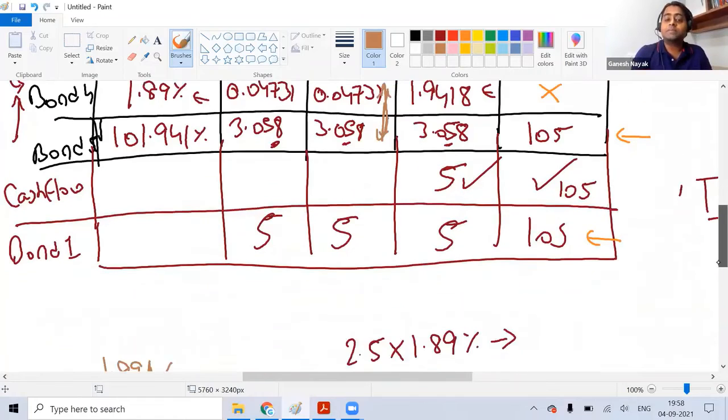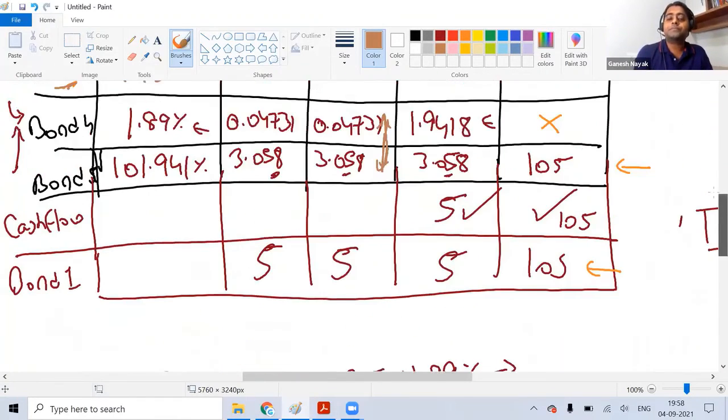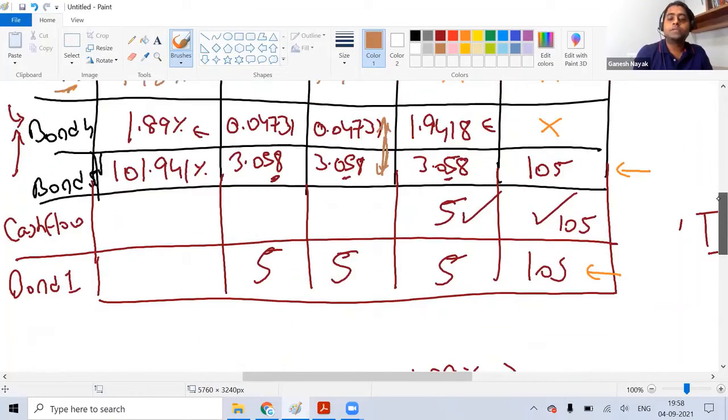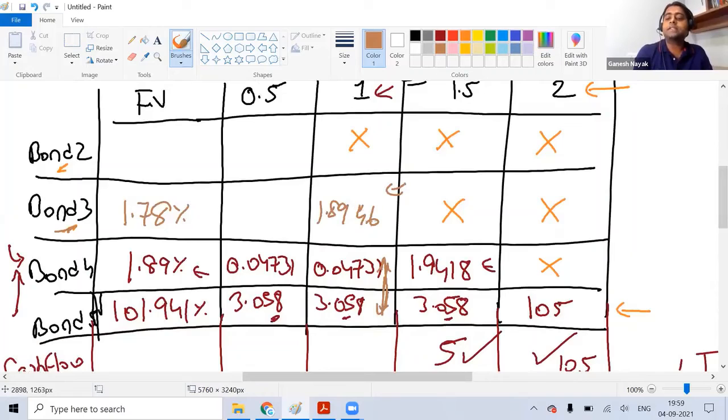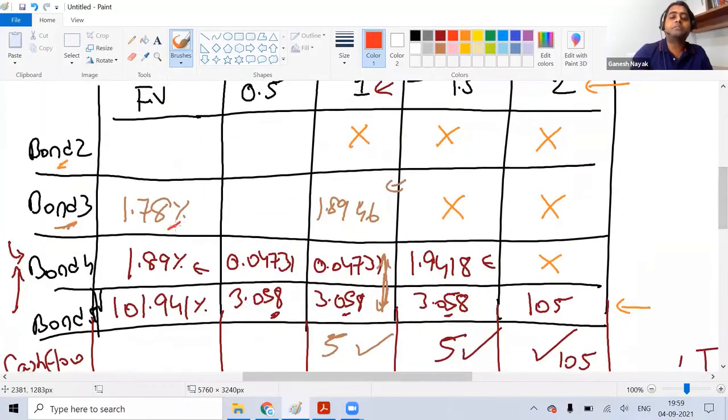Once I purchase this bond, this amount I will get in time 3. What is this? 1.89. Okay, 1.8964, if I'm not wrong. 46. Once I get this amount, this entire $5 is matched. But the moment I purchase this bond 3 for 1.78%, this cash flow is also going to be 1.78% of the coupon.